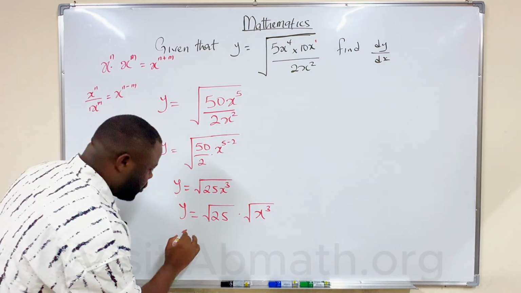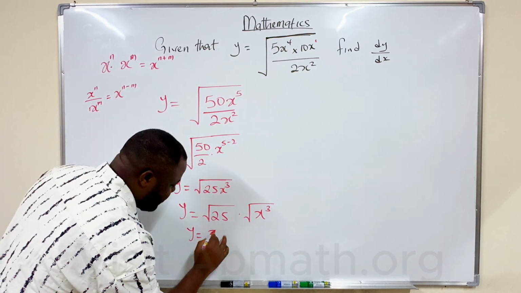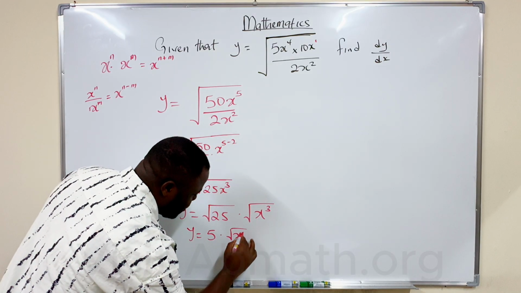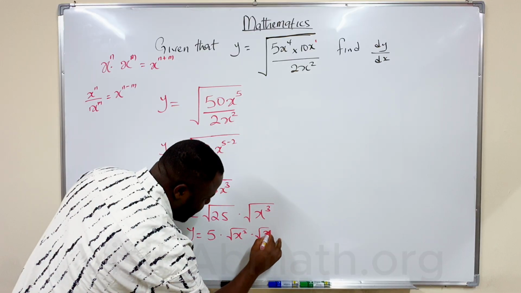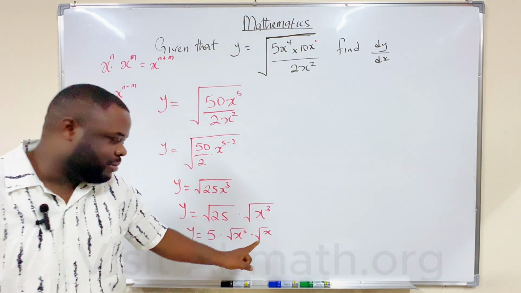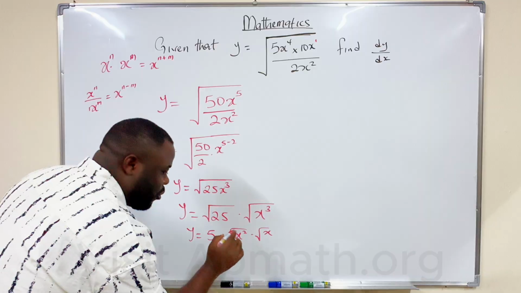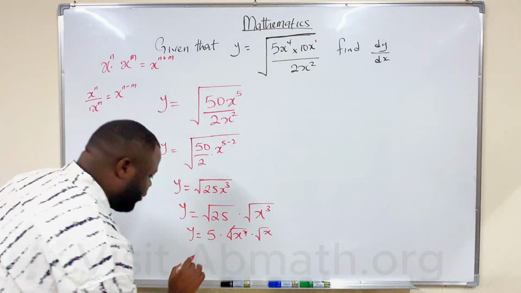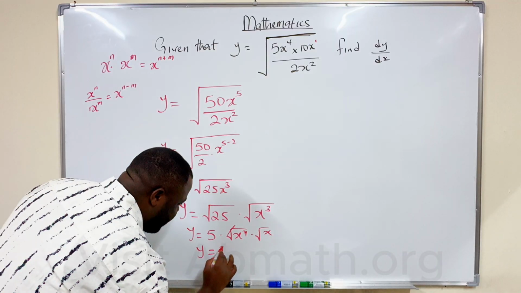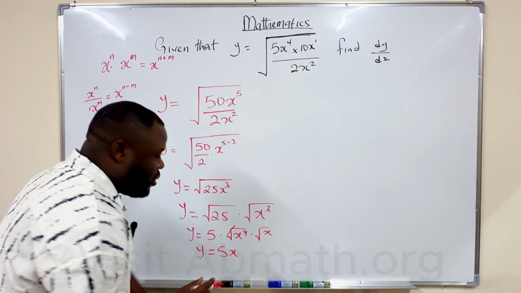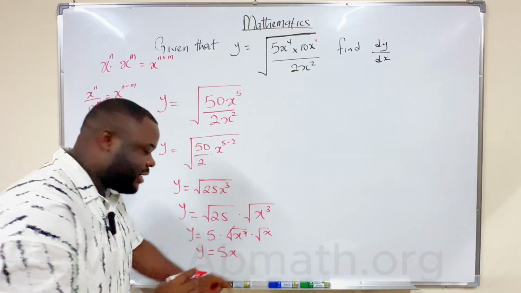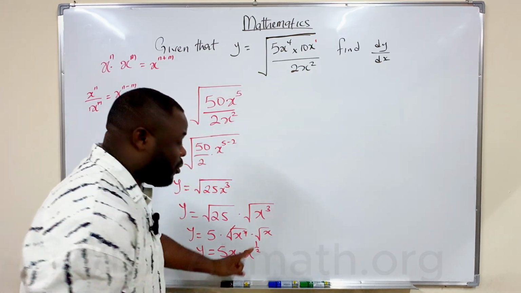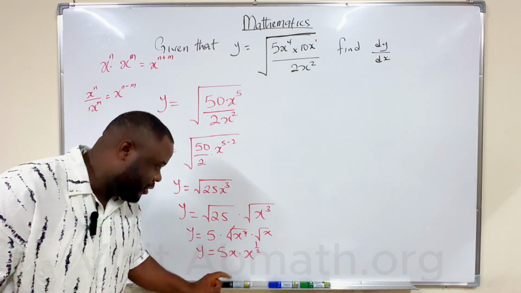So y will now be 5 multiplied by, we can also separate this to be x squared multiplied by x. They are still the same thing because they are still power 3. So why did we do this? We can cancel this square root with the square. So we now have y equals 5x, and this square root of x you can write as x to the power 1 over 2, because square root is the same thing as the power 1 over 2.